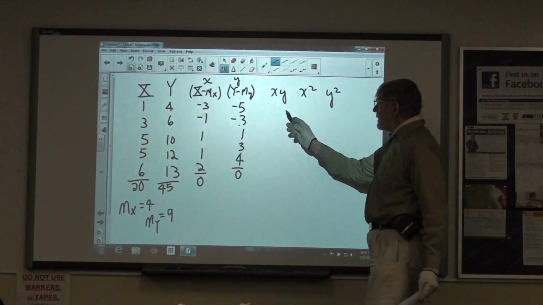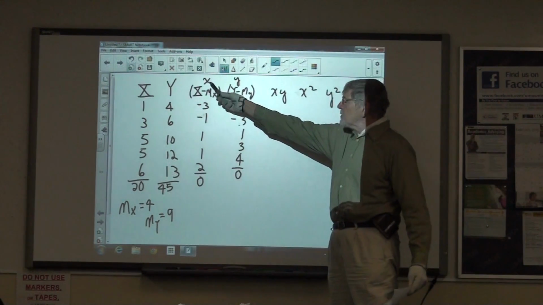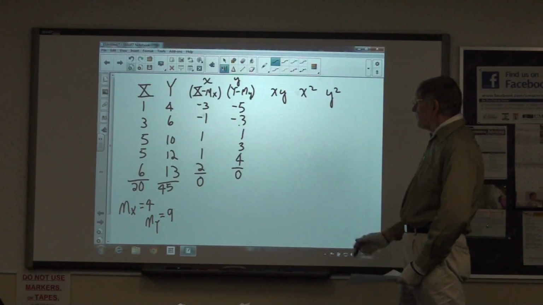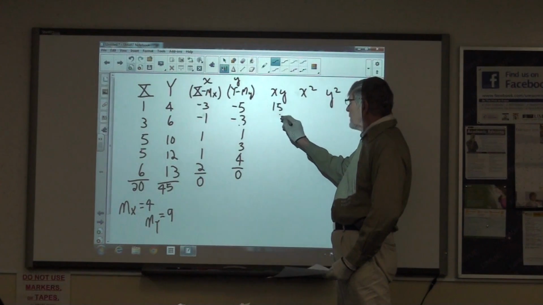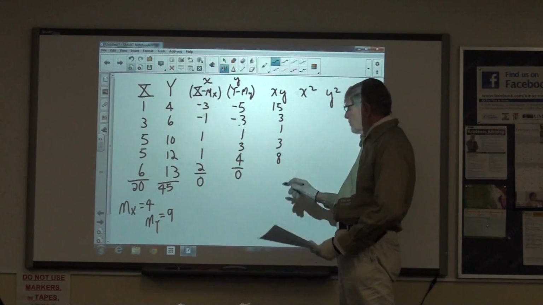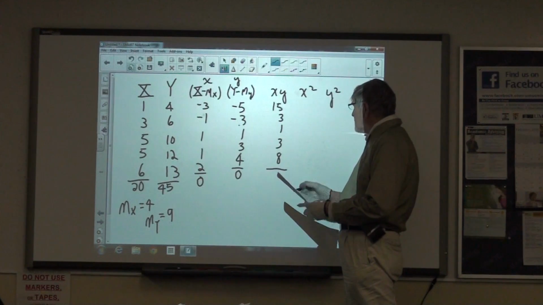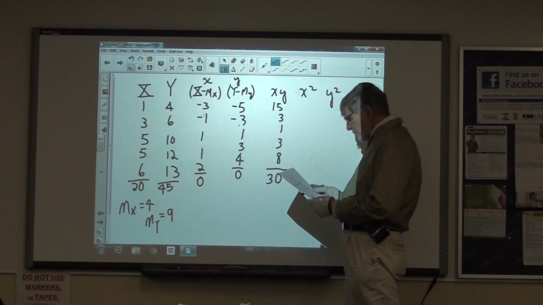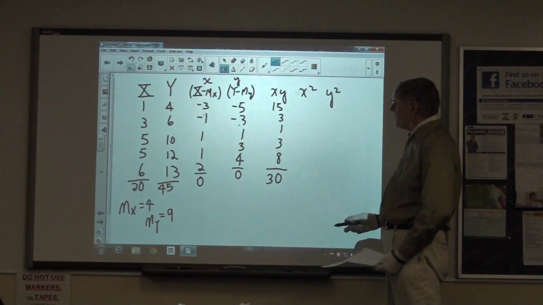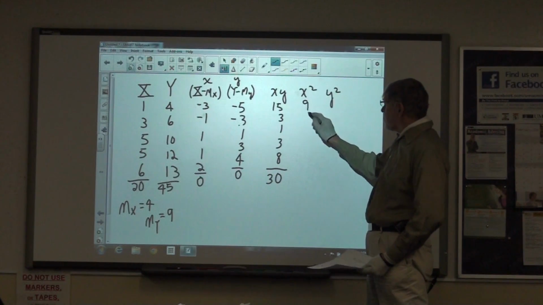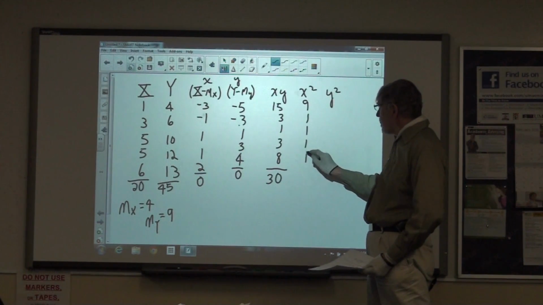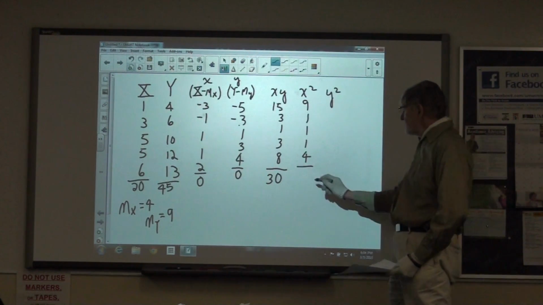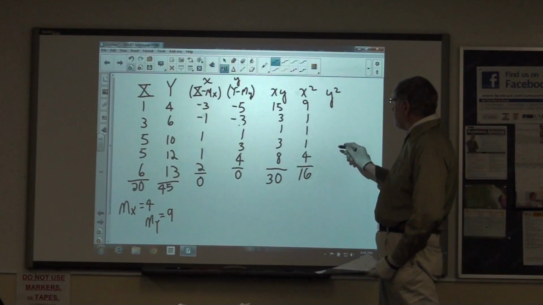Now, we're going to need x times y. Now, these are lowercase, so it means this column times that column. 15, 3, 1, 3, and 8. And now we're going to need to sum that column to 30. Okay? Now, we need x squared, this lowercase x squared. And we need to sum that column too. 16. Now we need the lowercase y squared, which are the y deviations.